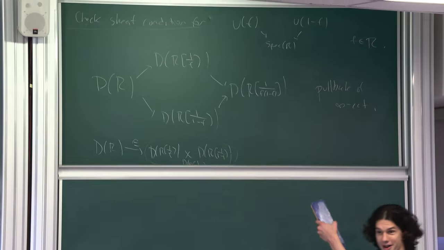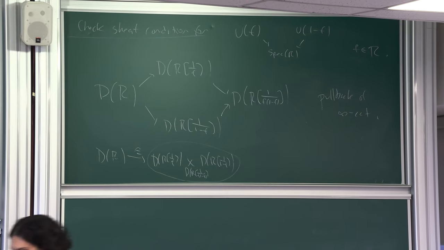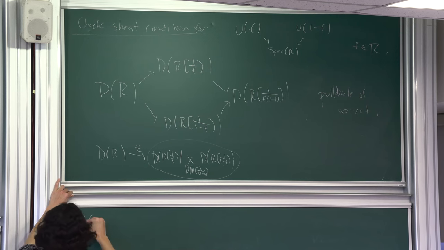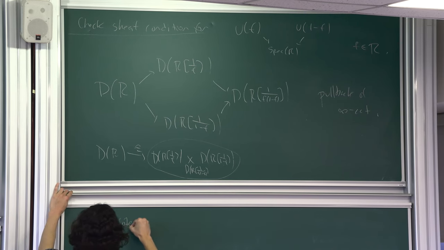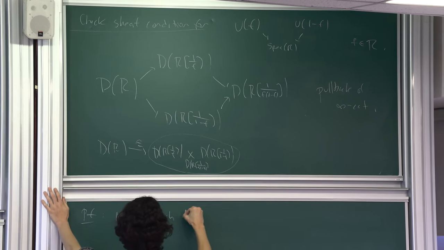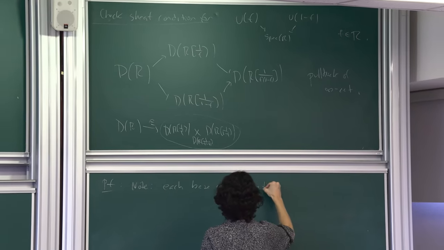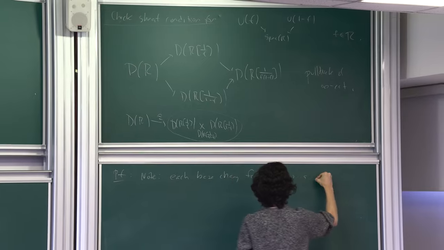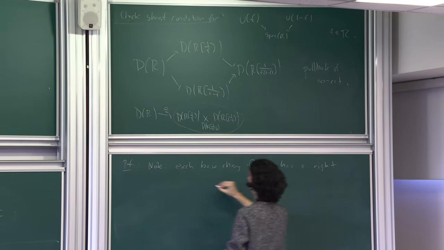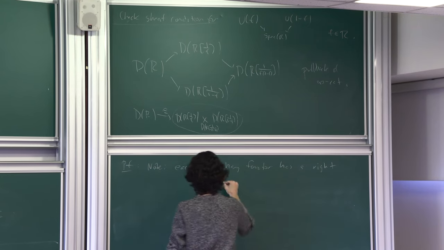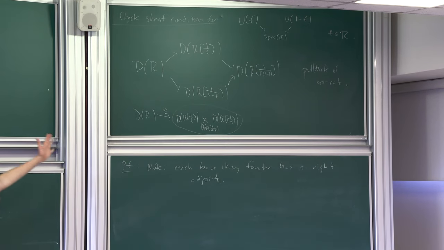But how do you formally prove such a statement? So note that each base change functor has a right adjoint, which is just a forgetful functor, from the derived category of R1 over F to the derived category of R.